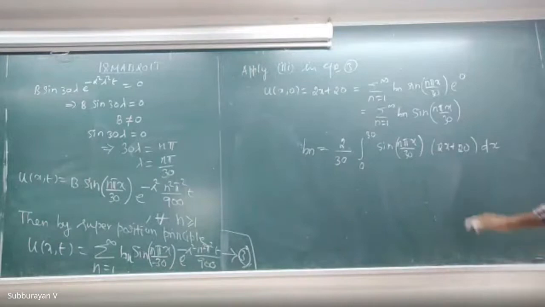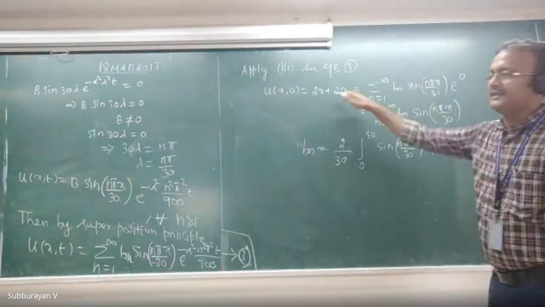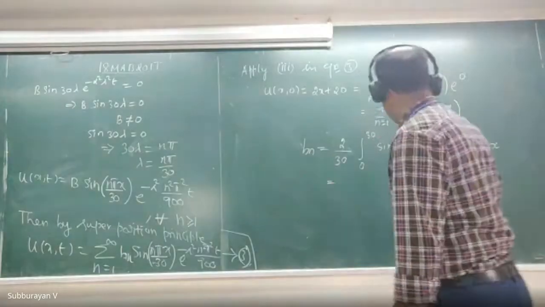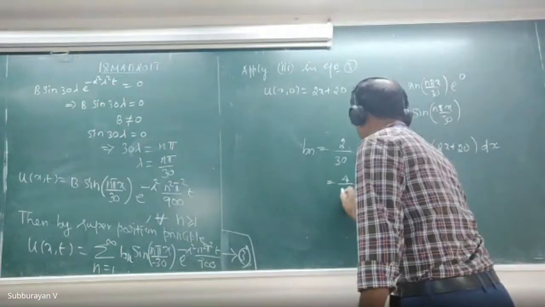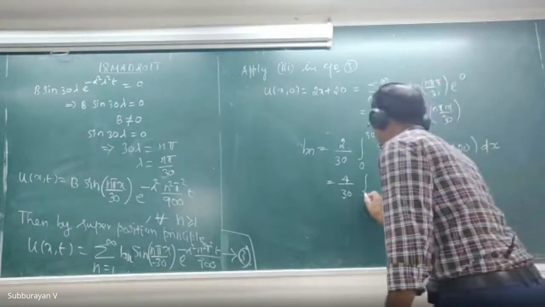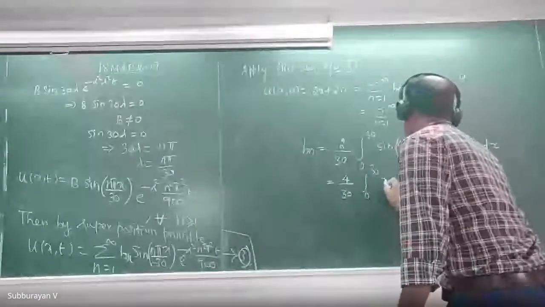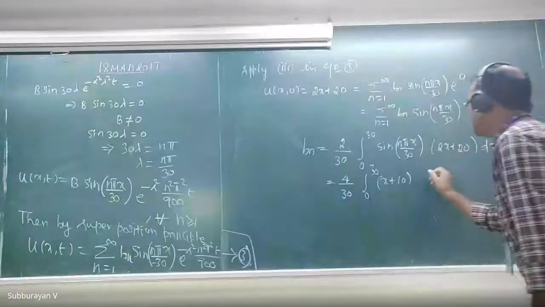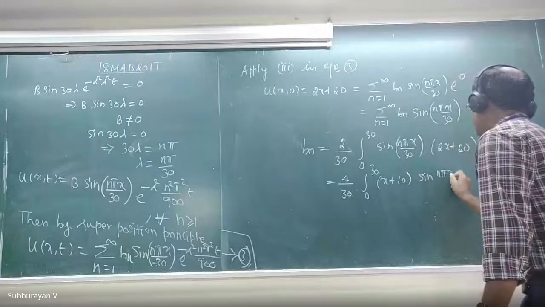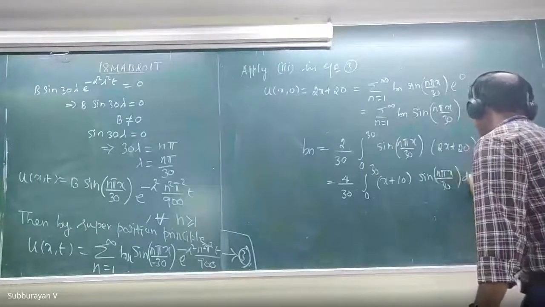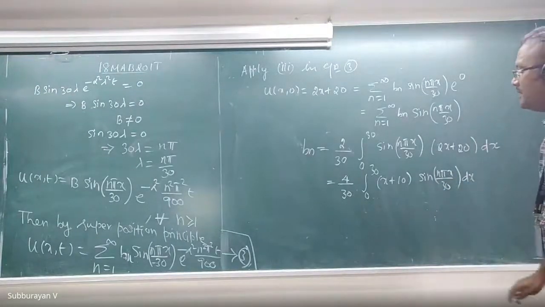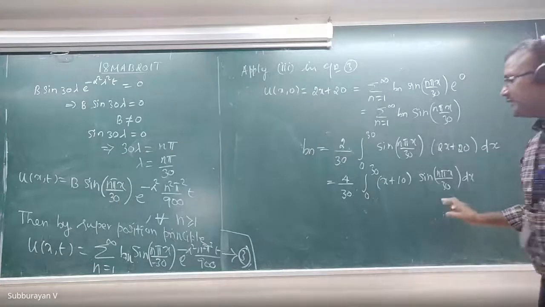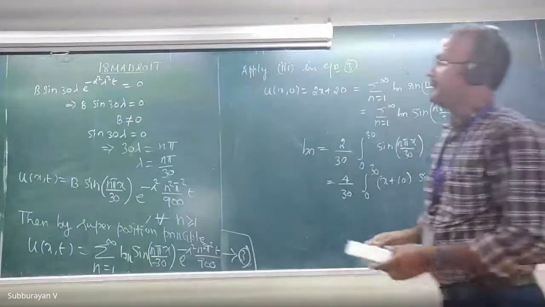So this is called the sine series expansion of this function. Therefore, this becomes 4 divided by 30 into the integral from 0 to 30 of (x plus 10) into sin(n pi x divided by 30) dx. Then by Bernoulli's formula, find out the value of bn.